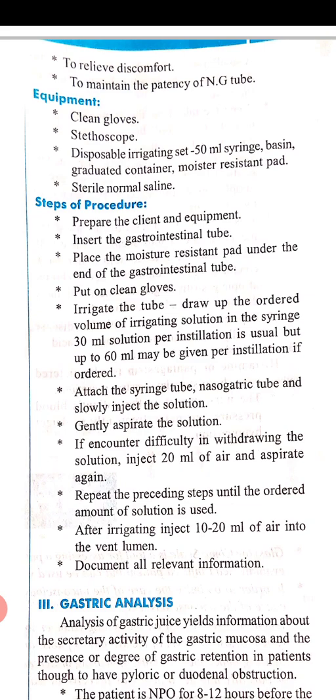What is the procedure? First, in the preliminary assessment, prepare the clamp and equipment, then insert the gastrointestinal tube through the nose, and a moisture resistant pad will be placed under the inserting part of the gastrointestinal tube. Then put on clean gloves after inserting the tube. Then the tube should be irrigated. The tube should be cleaned using 30 ml normal saline solution. Then attach a syringe to the nasogastric tube.